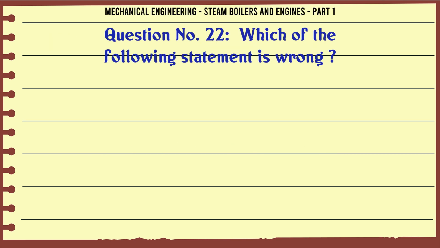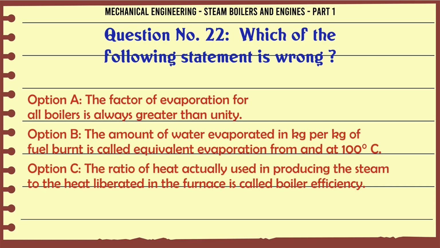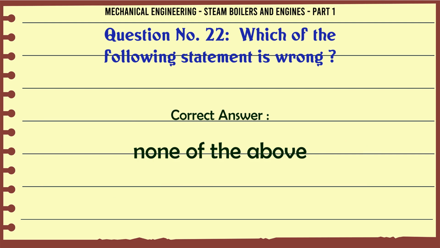Which of the following statements is wrong? A. The factor of evaporation for all boilers is always greater than unity. B. The amount of water evaporated in kg per kg of fuel burnt is called equivalent evaporation from and at 100°C. C. The ratio of heat actually used in producing the steam to the heat liberated in the furnace is called boiler efficiency. D. None of the above. The correct answer is none of the above.